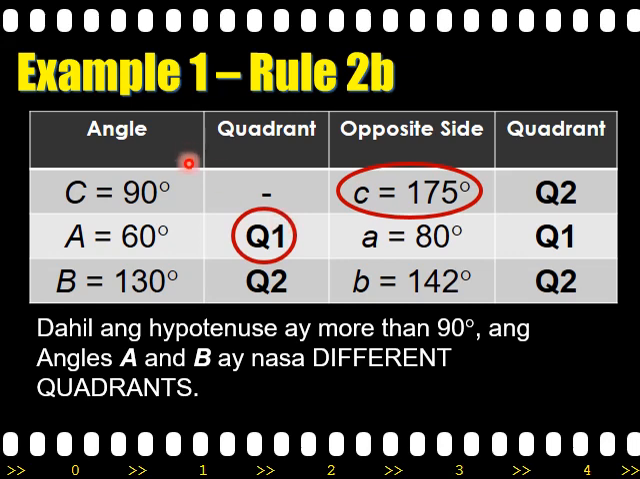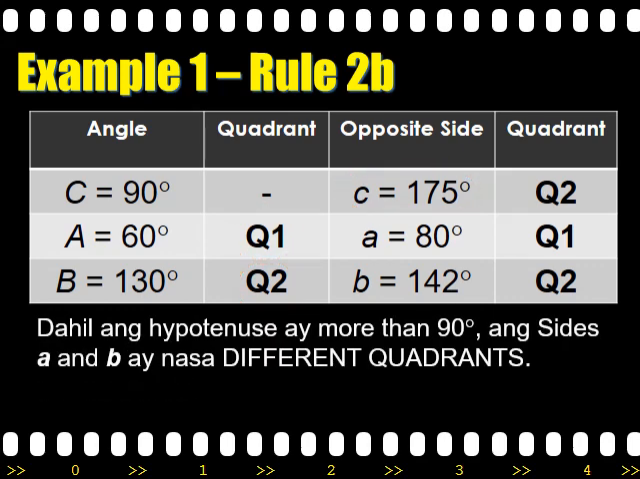Okay, so si angle A is 60 degrees, so that means it's in quadrant 1. So si angle B is 130 degrees, which means nasa quadrant 2. So, magkaiba sila ng quadrants as stated in rule number 2B kasi nga, ang value ng C is greater than 90 degrees. Now, the same thing goes for the sides. So, since ang hypotenuse is greater than 90 degrees, ibig sabihin yung ating dalawang sides na A and B, nasa magkaibang quadrant din sila. So, as you can see, si A is nasa quadrant 1 and then si side B nasa quadrant 2.